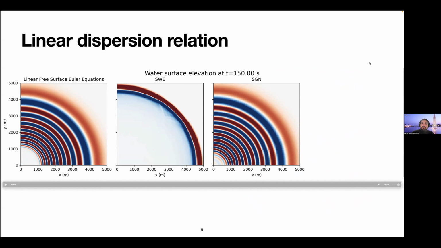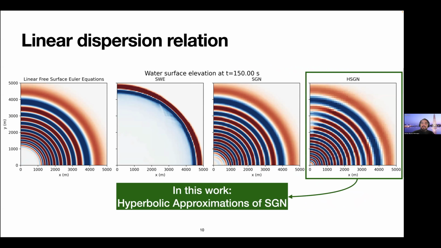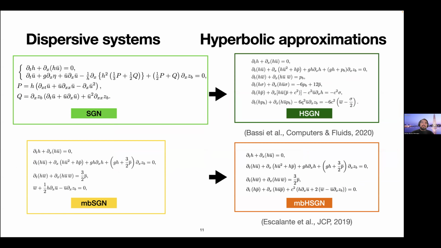And this is a good moment to tell you what my talk is about, which is about a hyperbolic approximation of SGN. The idea behind this project is to have a GeoClaw implementation of a model that we interpret as being a middle ground between the shallow water equations and SGN in terms of computational cost and resolution of dispersive properties. In this work, we consider two hyperbolic approximations. One which is an approximation of SGN in the top, and one which is a hyperbolic approximation of mild-bottom SGN.